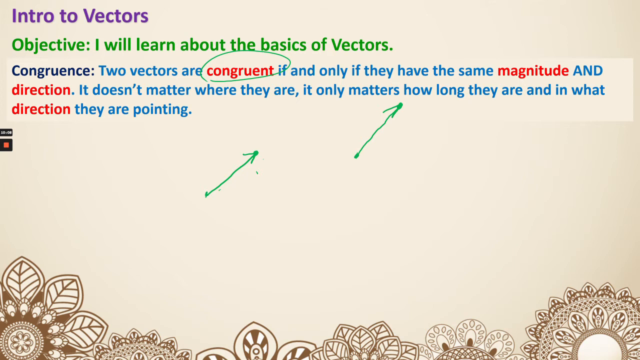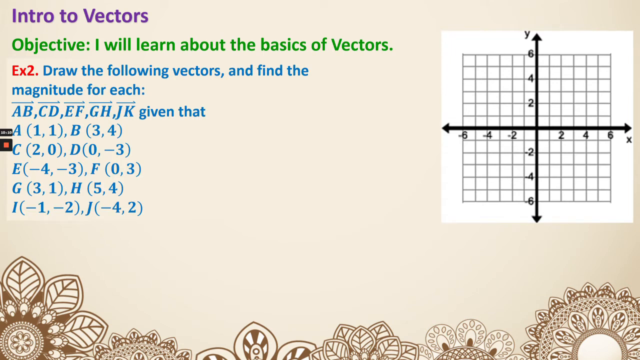Next, a bigger example. Draw the following vectors and find the magnitude. There is a typo. It shouldn't be JK. It's not Joe. Just kidding. It is actually IJ. So let's draw these vectors. First, A. A is at 1, 1. B is at 3, 4. So I can draw my AB, vector AB.